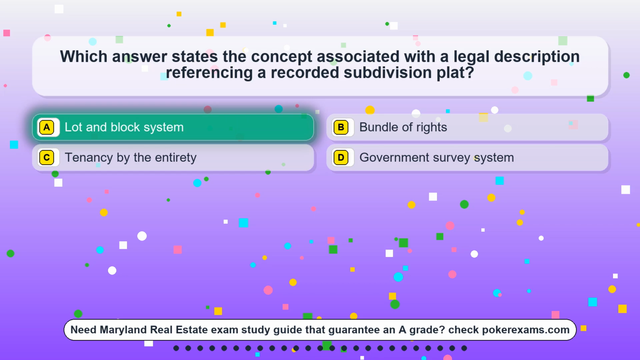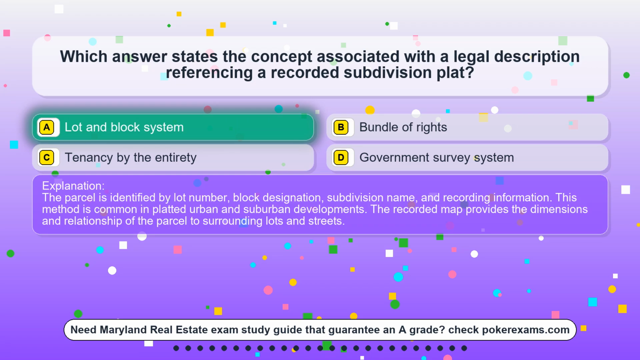The correct answer is option A, lot and block system. The parcel is identified by lot number, block designation, subdivision name, and recording information. This method is common in platted urban and suburban developments. The recorded map provides the dimensions and relationship of the parcel to surrounding lots and streets.